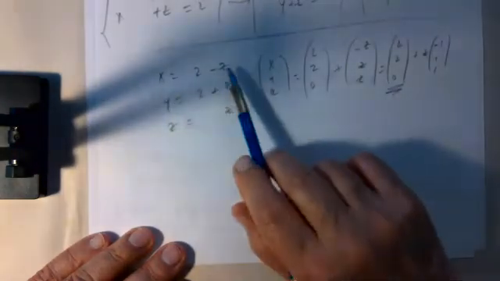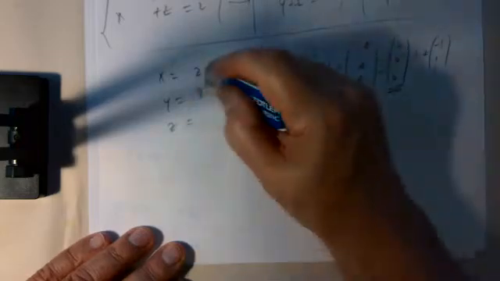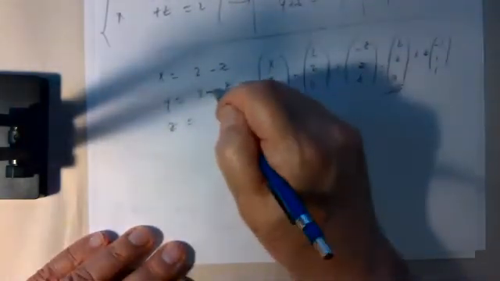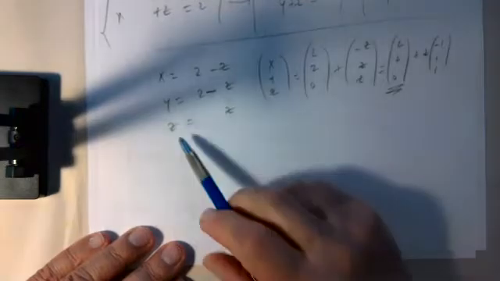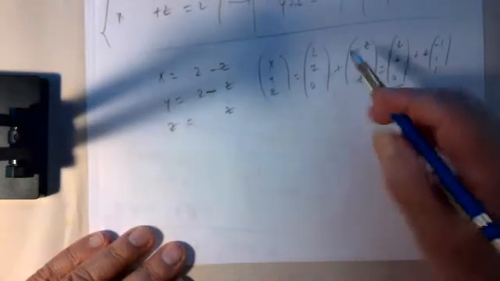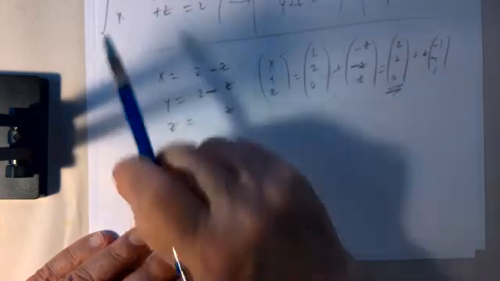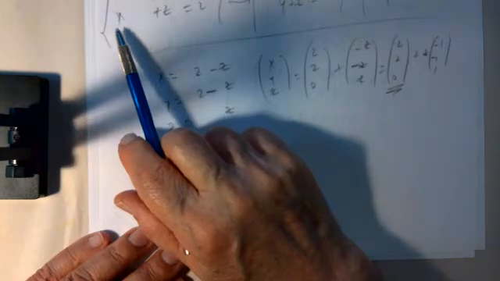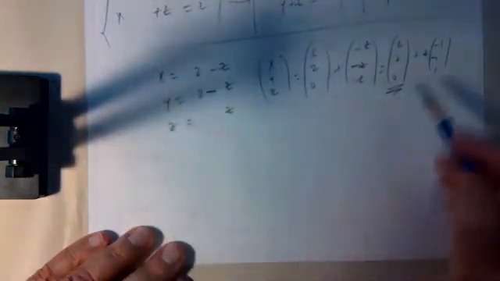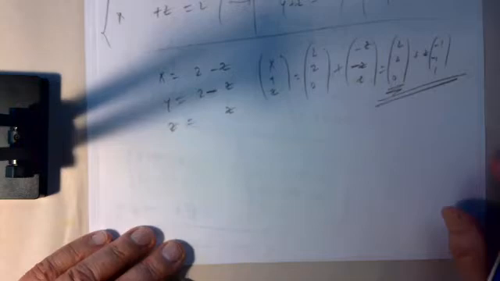So x equals 2 minus z, y equals 2 minus z, and z equals z. So a solution is 2, 2, 2 minus z. So minus 1, 1. So minus 1 plus 1 is 0, and minus 1 plus 1 is 0. So this is the general solution for the first system of equations.